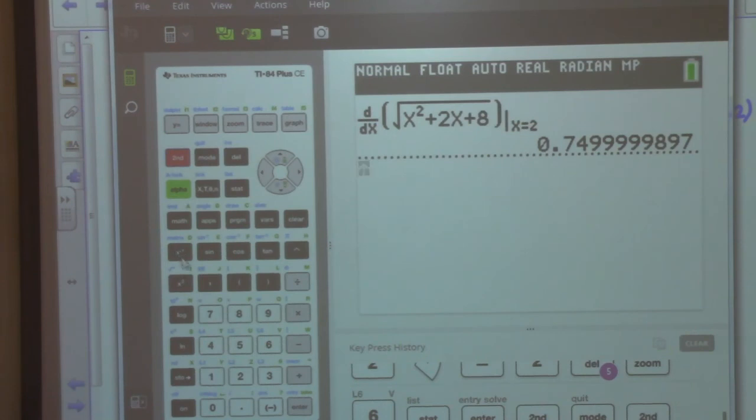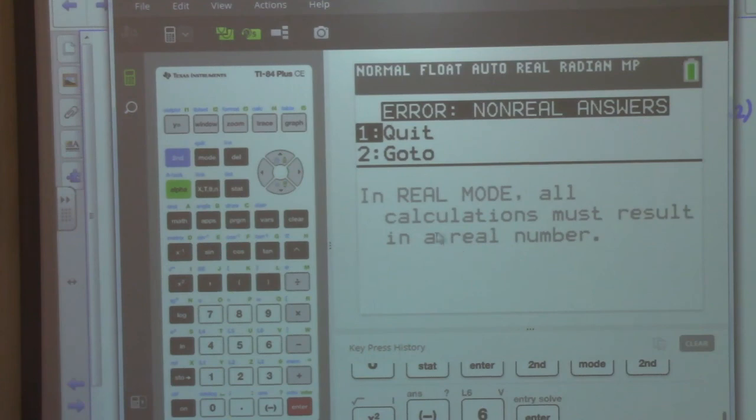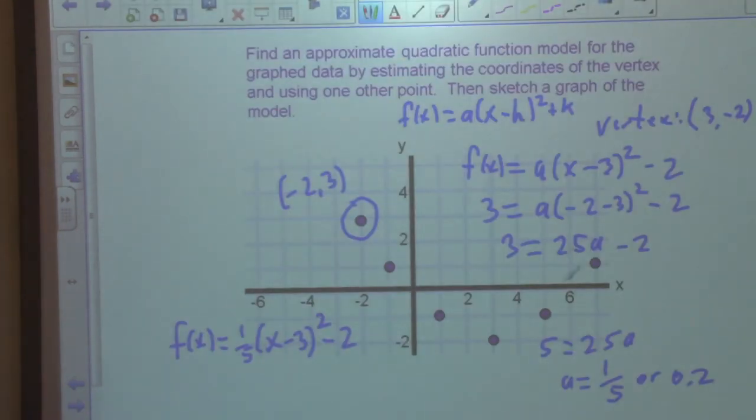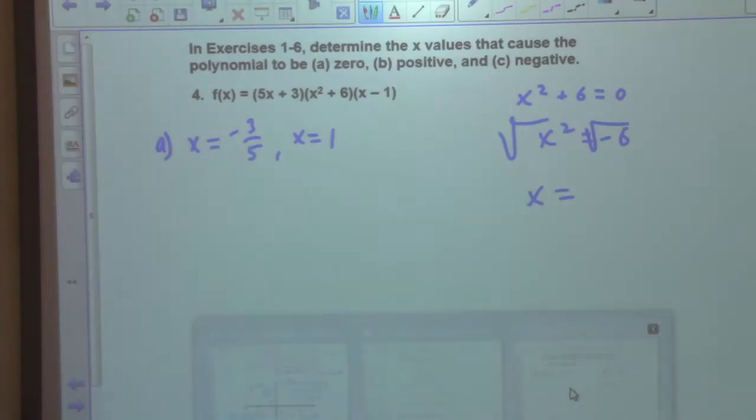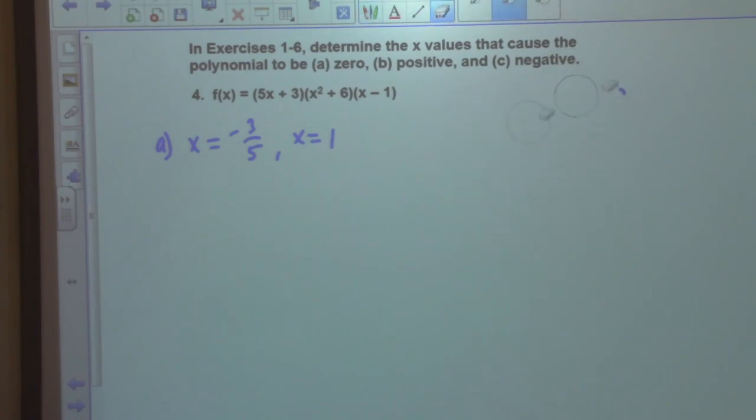I'm not sure what I have my calculator set at. Do I put a square root of negative 6? Non-real answer. That's what I was looking for. So what that's telling us is there's no real number that works for this, that'll make this negative or 0. Can't be 0, no solution. So now, what is part B here? Where's the thing positive?